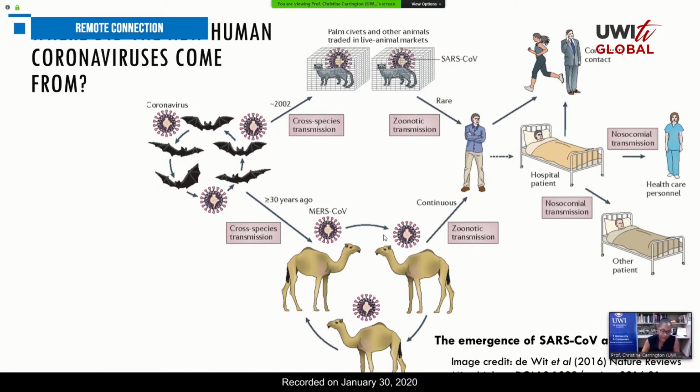So SARS is now believed to have emerged from a bat called a horseshoe bat. It moved from that in about 2002. There was a cross-species transmission into palm civet cats and other animals in the live markets in China. And then from there, it moved into the human population. This type of jump was a rare jump, but it occurred, and that would be the zoonotic transmission. Once it was in the human population, it then acquired the ability to spread from human to human, out in the public or within a hospital setting.